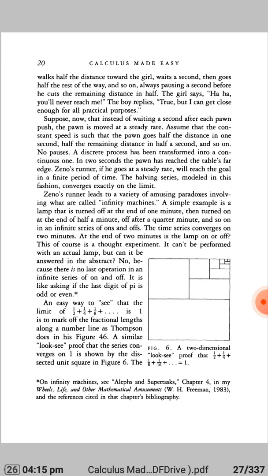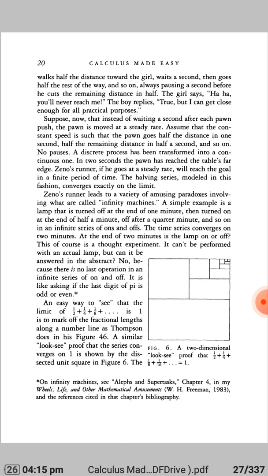Zeno's Arrow, if it goes at a steady rate, will reach the goal in a finite period of time. The halving series models in this fashion converge exactly on the limit. Zeno's arrow leads to a variety of amusing paradoxes involving what are called infinity machines.